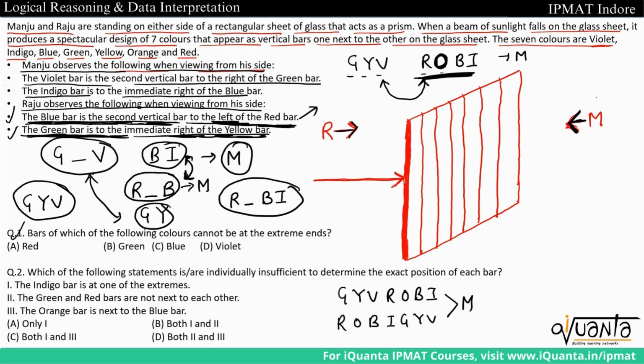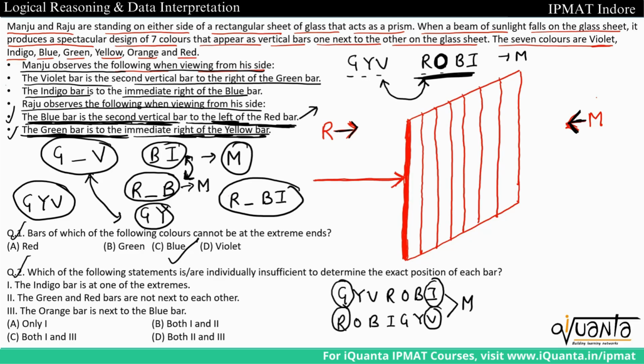So the first question is, bars of which of the following colors cannot be at the extreme ends? So we can have green, red, then we can have indigo, we can also have violet. So only these four colors can be at the extreme ends. We cannot have blue color at the extreme end. So option C will be the correct answer to this question.